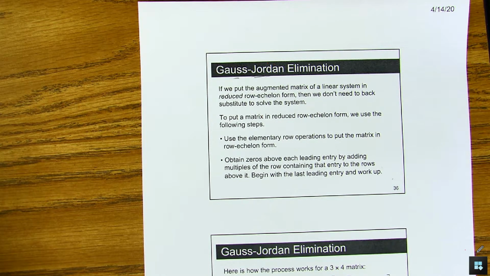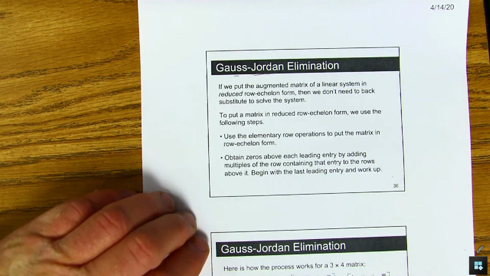Gauss-Jordan elimination puts it into reduced row echelon form, which means we want zeros on top and bottom of the ones. Which basically just means we're solving for what x and y are. So, here's the deal.